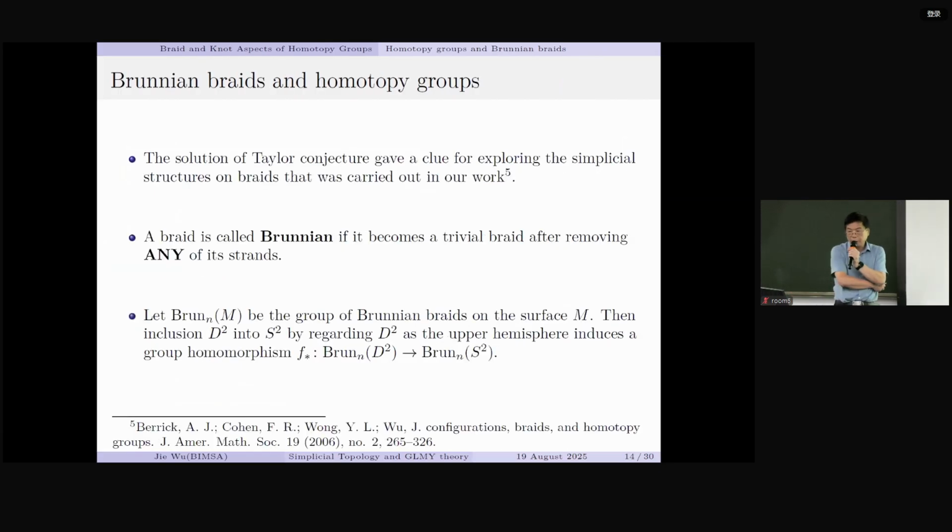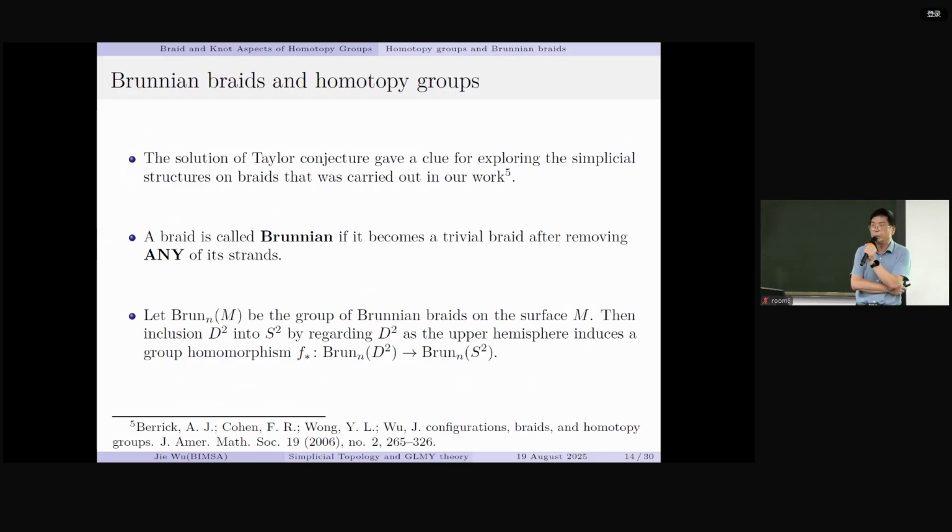Now, along this direction, I will move further. We found that we should establish more direct connections between the homotopy groups and the braid groups. So let's move to our work on the Brunnian braids. Look at the Brunnian braid.